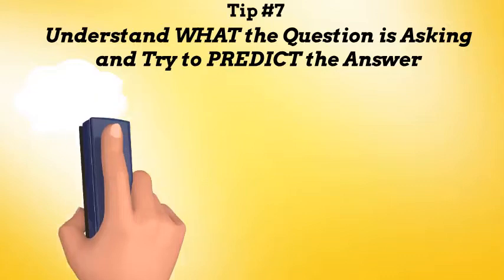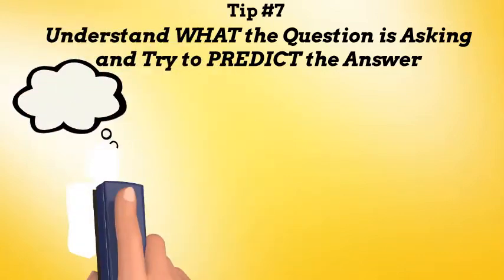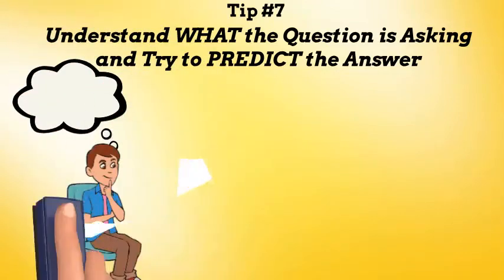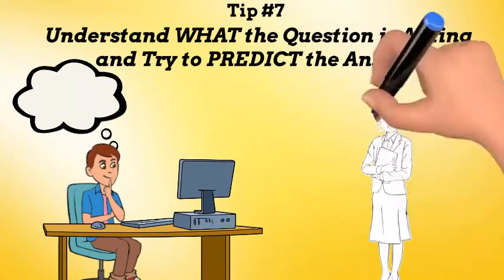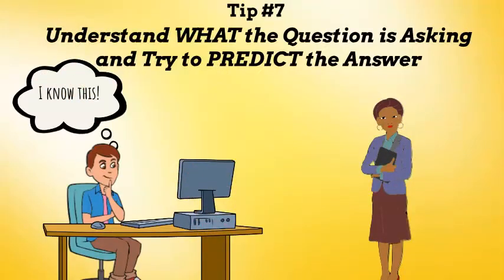Tip number 7, once you understand what the question is asking, try to predict the answer. And this is a continuation of the previous tip. If you don't know what the question is asking, then you cannot answer successfully. Read the stem of the question and try to answer the question without looking at any of the answer choices. Once you have thought of some possible answers, see if any of the answer choices match your prediction. If they do, then sure enough, that's the correct answer.